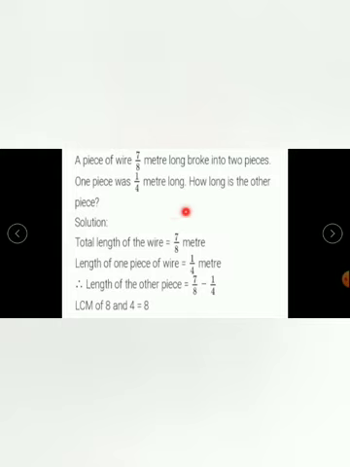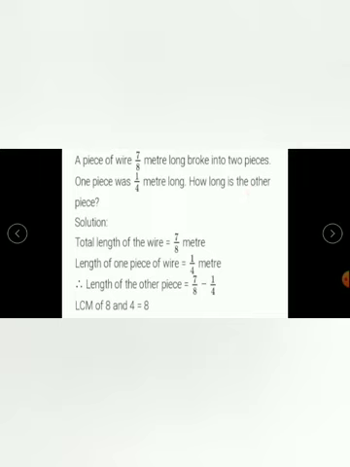So what is the question here? A piece of wire, the length of the wire is given. What is it? 7 by 8 meter. It broke into two pieces, which means it is broken, and the length of one piece is given. What is that? 1 by 4. What will be the length of the other piece? So the total length is given and a portion is given. How will you find the other? Yes, we have to subtract.